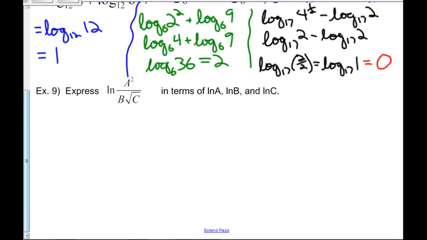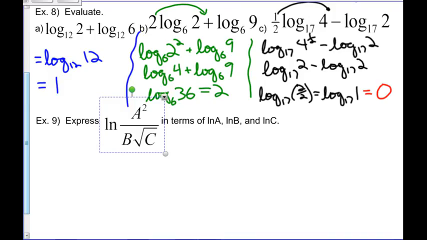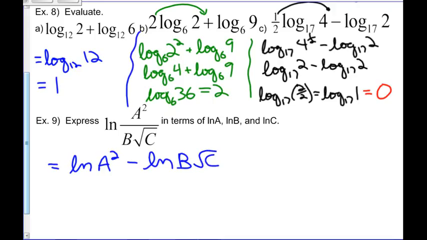So sometimes we'll want to use log laws to combine. And sometimes it will be more convenient for us to use them to split apart. Now here I sneaked in a ln, but ln just means a log with a base of e. So all the log laws apply. Ln is a log, just happens to have a base of e. So we've got division here. That means we can use the quotient law. We can split it apart as ln of a squared minus ln of b root c. Because we want to express it in terms of ln a, ln b, and ln c.